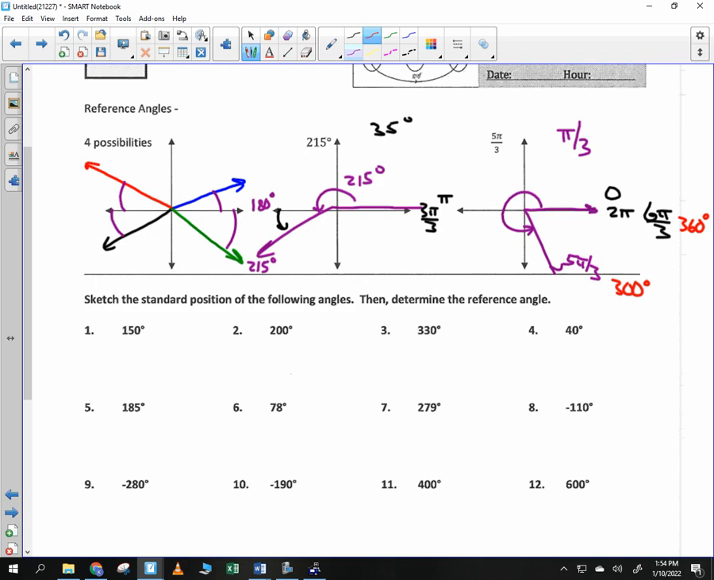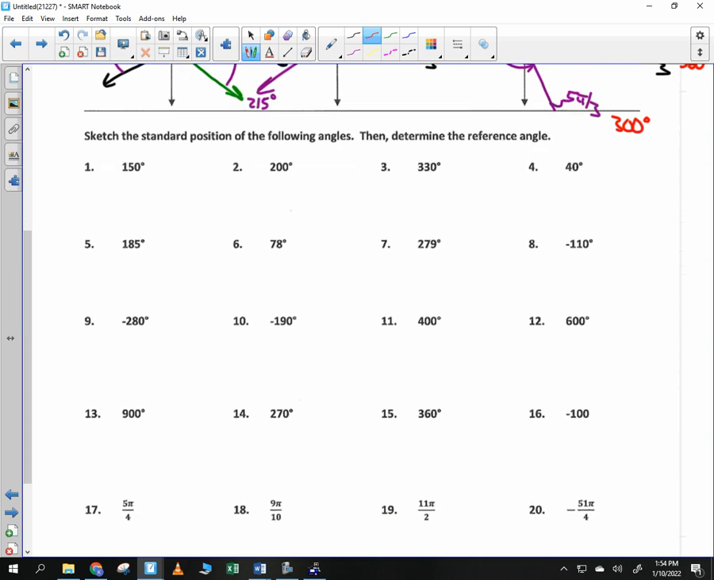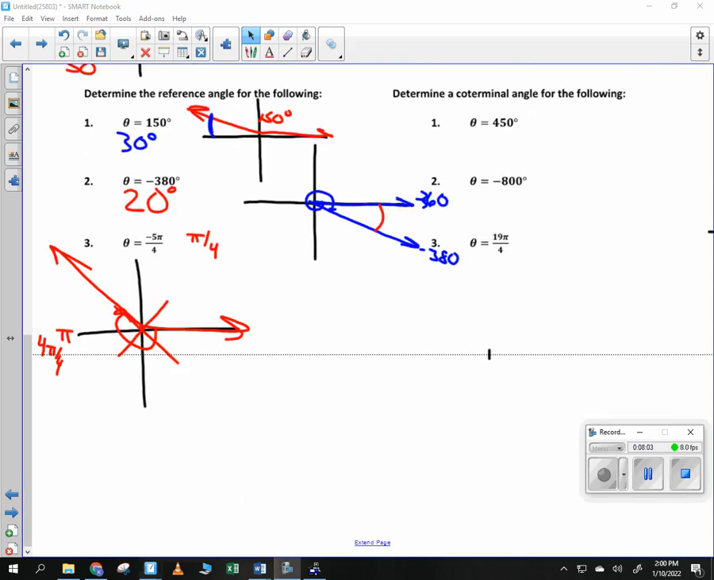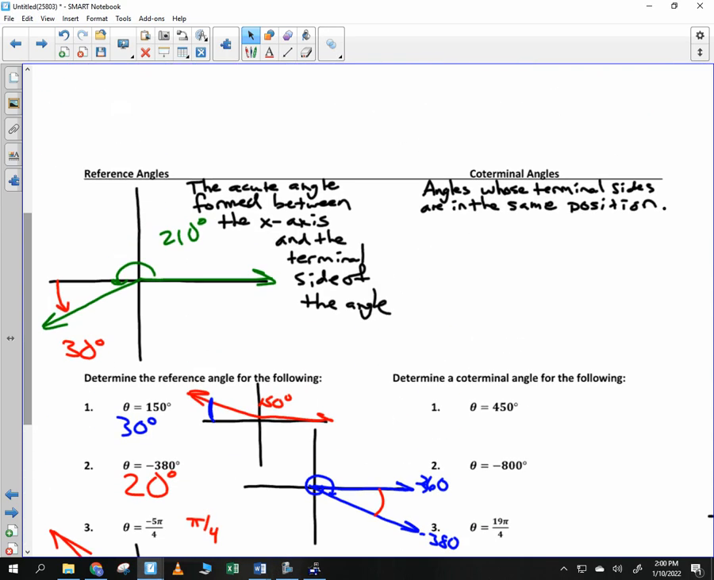I'm going to give you about 4 minutes. These go pretty quick. Start computing the reference angles right here. And your answer key is posted online. Okay, please head back to your notes. And we look over the right side, coterminal angles. Coterminal angles are angles whose terminal sides are in the same position.